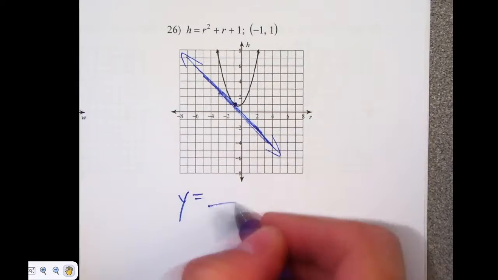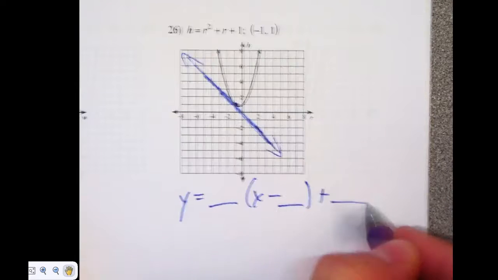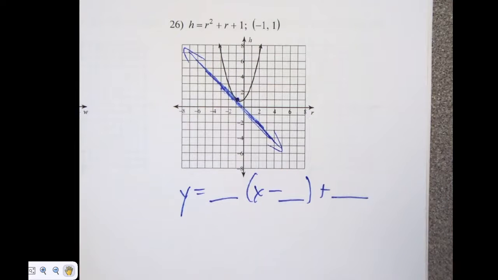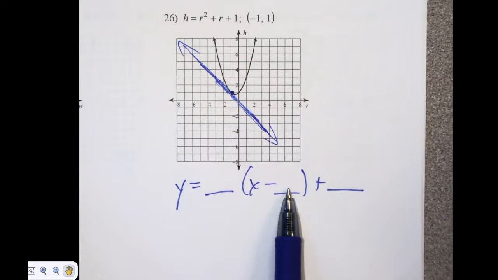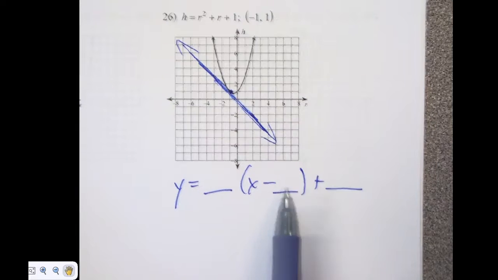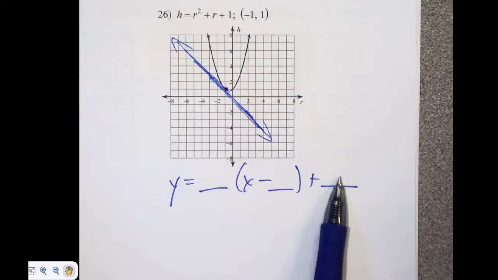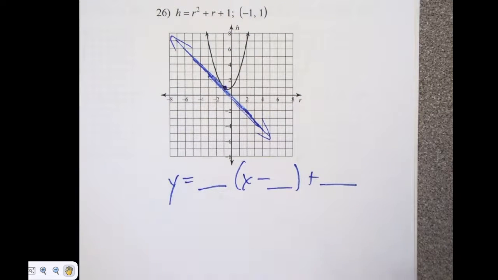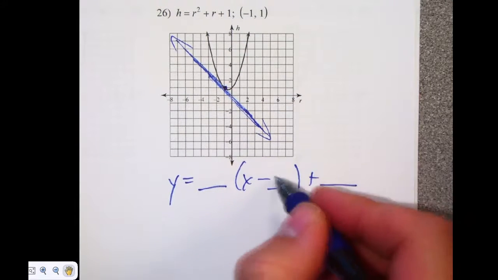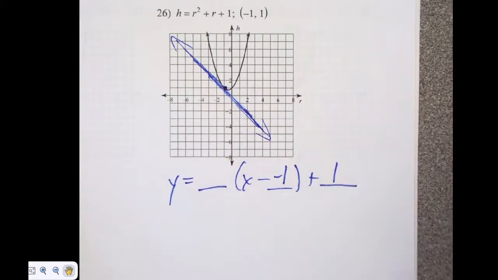I want the equation of the tangent line, so right away I'm just writing down that general form. I've got 3 slots to fill in. What goes in this slot in general, not the number? X value. What goes in this slot? Y value. What goes in this slot? Slope. So negative 1 is my x value, 1 is my y value. This is plus 1.